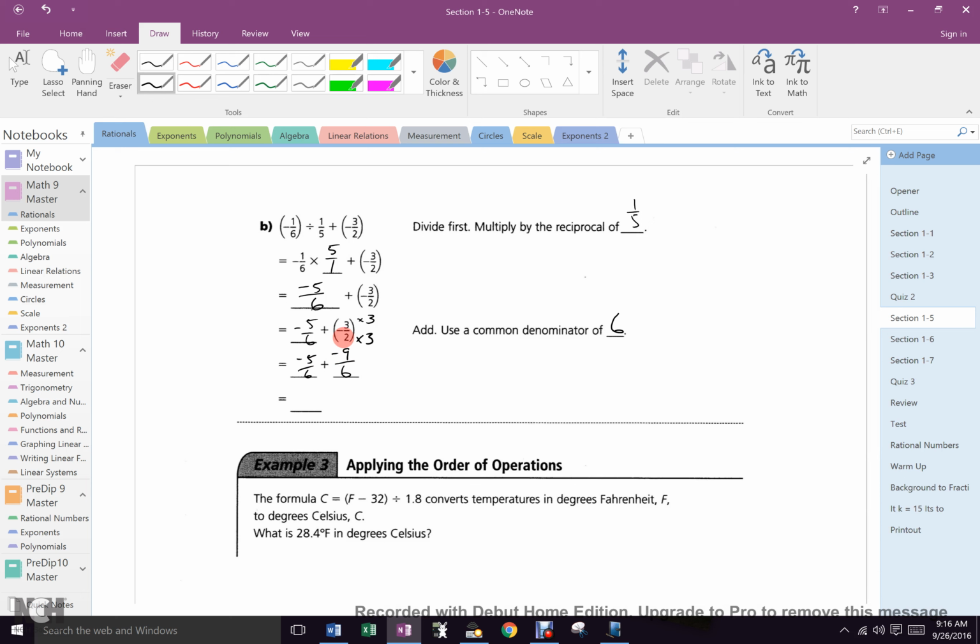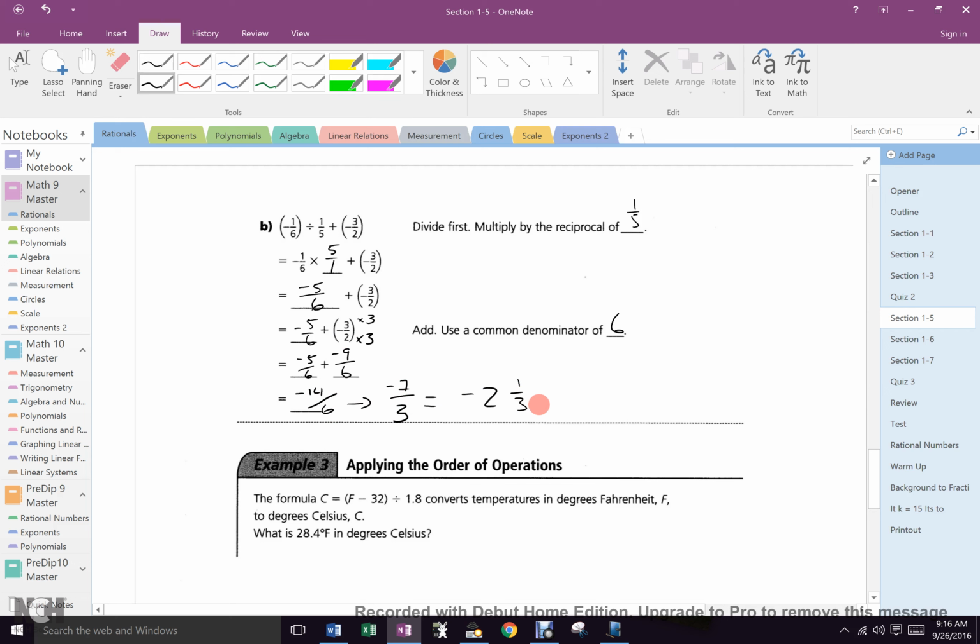You said negative 4 because you're doing 9 minus 5. But that's not what it is, is it? Negative 14. Can I leave it like that? I can, but it'd be better to do negative 7 over 3, which would be negative 2 and 1/3.